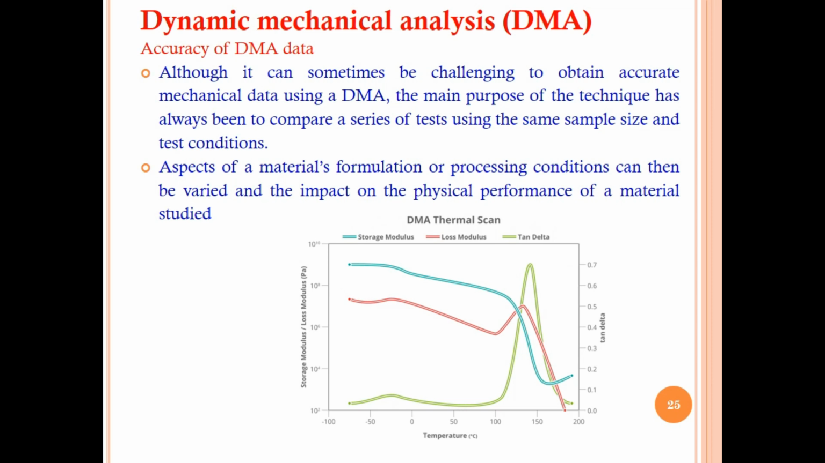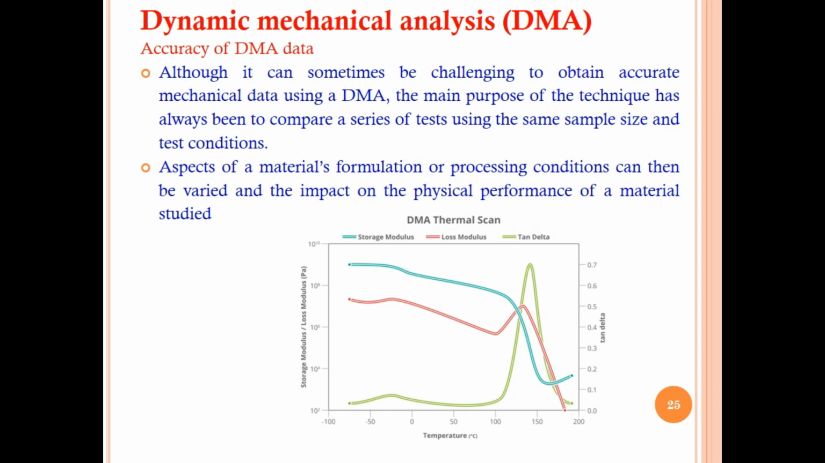How do we get accurate data from the DMA, the accuracy of the DMA data? Although it can sometimes be challenging to obtain accurate mechanical data using a DMA, the main purpose of the technique has always been to compare a series of tests using the same sample size and test conditions. Aspects of material formulation and processing condition can then be varied and their impact on the physical performance of the material studied.